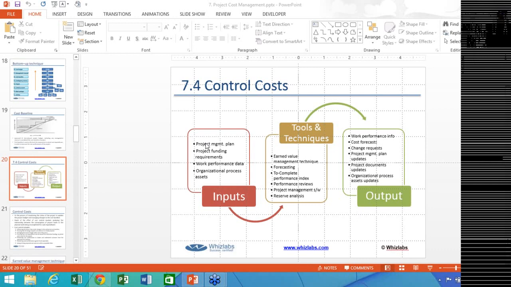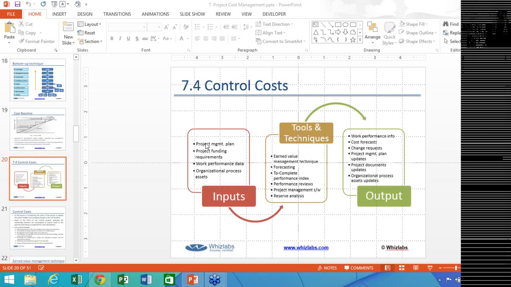future, then we have to make sure that we have a sufficient amount of money to address those risks. Now, while we are controlling the cost, the number one thing which we get is the work performance information.